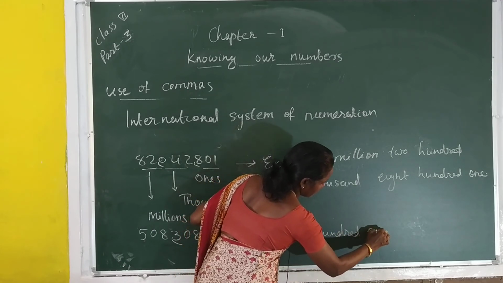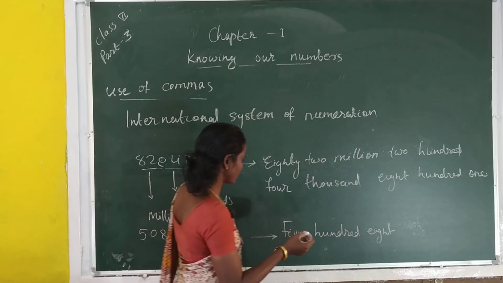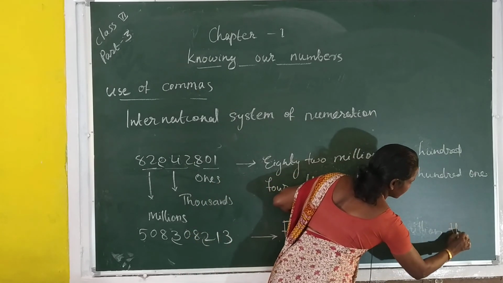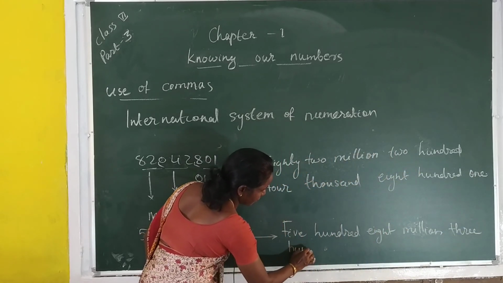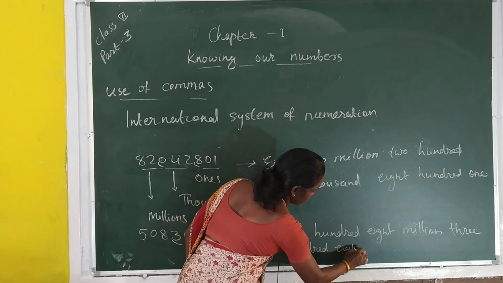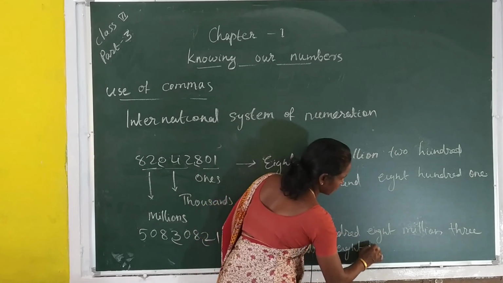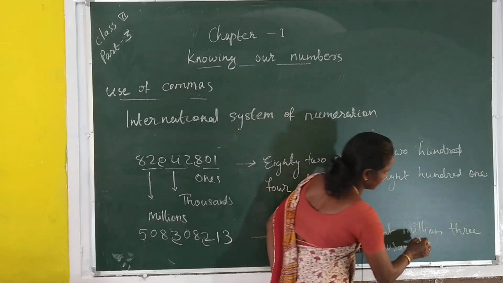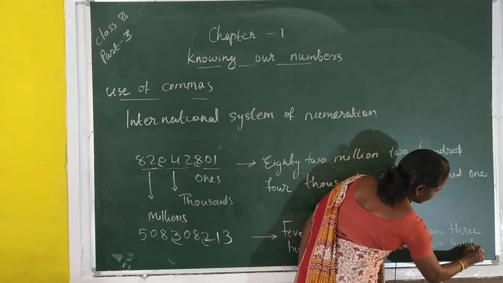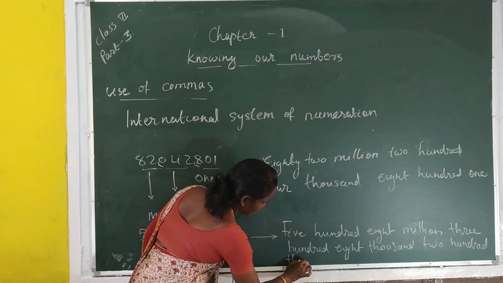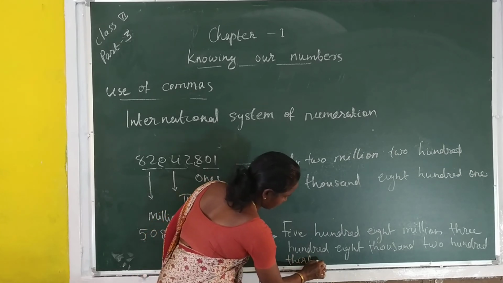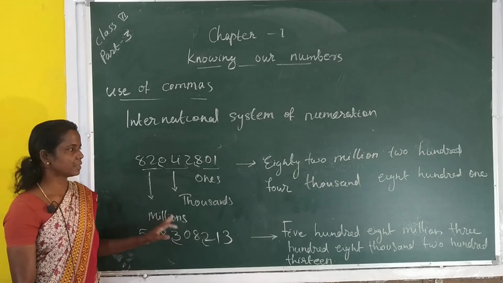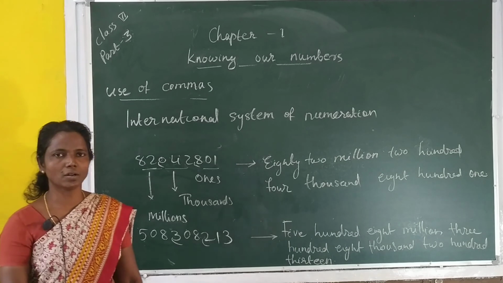Then start with 508. 508, the period's name is million. Then 308, which period? Thousand. Then the next, the ones period number, 230. Is it clear? The next, the place value chart.